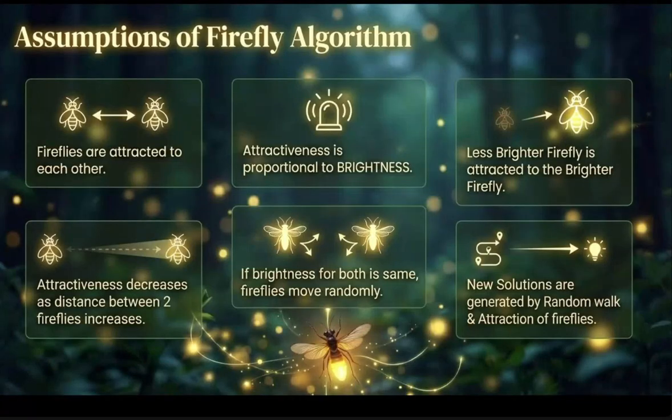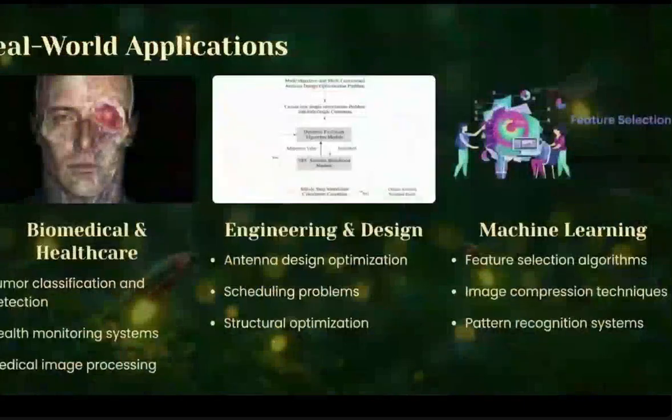The assumptions of the algorithm. The Firefly algorithm has a few assumptions: the fireflies are attracted to each other. Attractiveness is proportional to the brightness. A less bright firefly will be attracted to the brighter one. Attractiveness decreases as the distance between two fireflies increases. If the brightness of both fireflies is the same, then it moves randomly to explore the search space. All new solutions are generated by a mix of random walk and attraction between the fireflies.